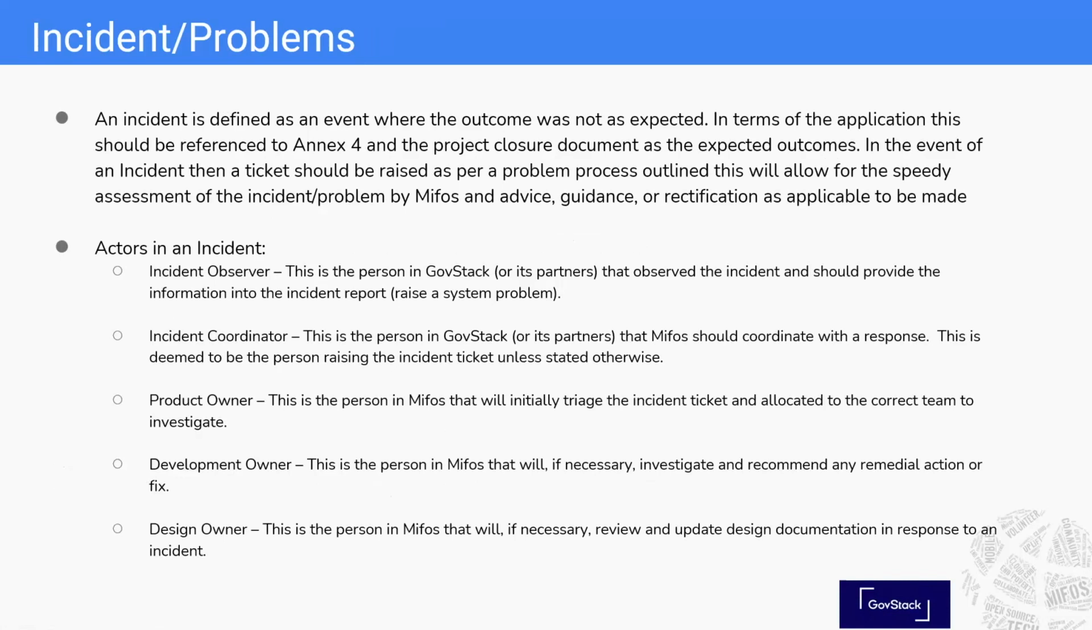We see that there's a number of different actors that might be involved in this. Obviously, the incident observer is the person that actually witnessed the event within Govstack. The incident coordinator might be somebody else who is coordinating with us to get the response, again, within Govstack. Within MeFOS, the first person that actually looks at the incident is the product owner. That's to make sure we do a very quick triage. Is it warranty? Is it not warranty? So that we can have a discussion if needs be. We'd have a development owner that would look at what's gone wrong, investigate it, and propose the fix. And we also have a design owner. So if it's a fundamental design issue that needs to be looked at, then obviously we'd go to the design owner to look at that and how we would address the issue.